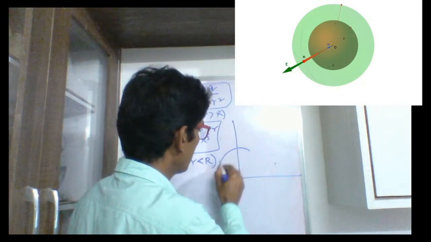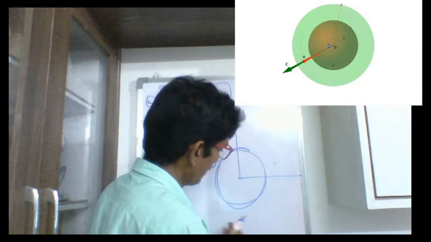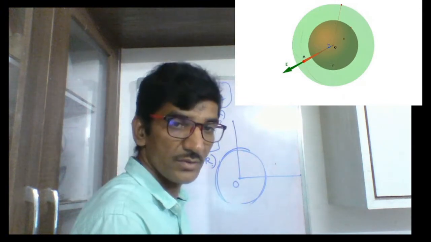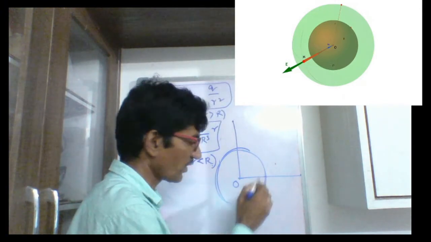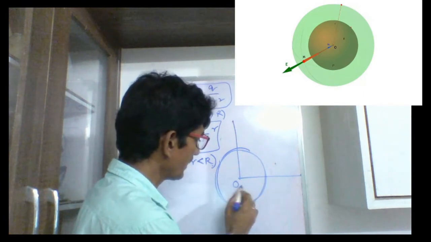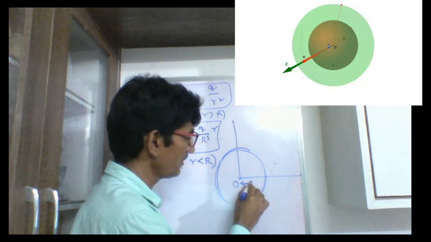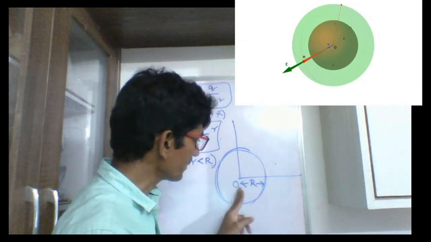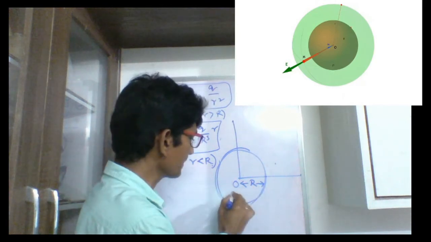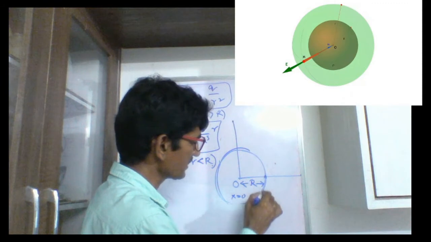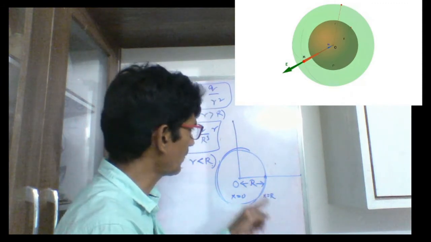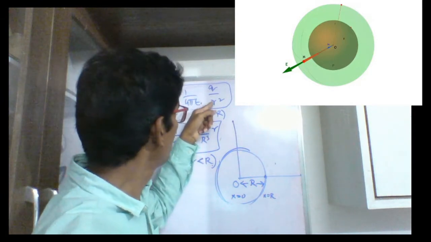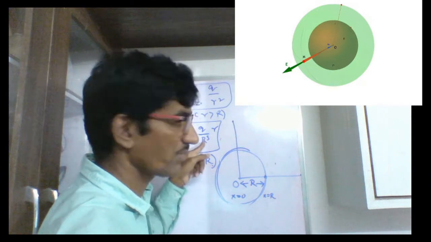This is your sphere. This is O. This is some point on the surface of the sphere. Here to here, how much distance do you have? The distance equal to the radius of the sphere. If this is x equal to 0, this point is x equal to R. Here to here, what will be the field? That can be known by this formula.